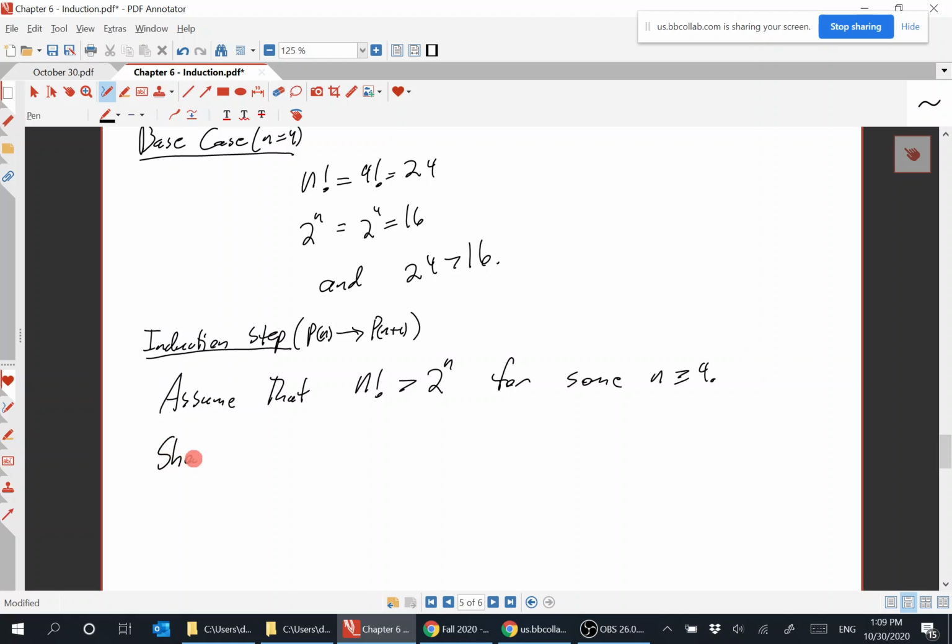show that Pn plus 1 is true. And what's that going to look like? This is Pn. What's Pn plus 1 look like? All right, replace n with n plus 1, and what do we get? n plus 1 factorial and 2 raised to the n plus 1. All right, it's true as well.